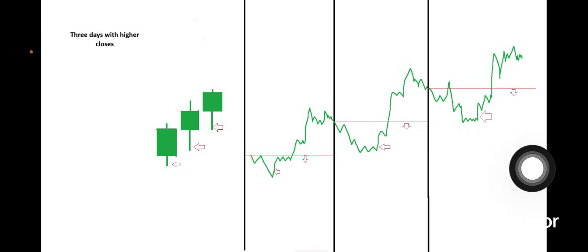All right, it's just simple. The more simple we can create this in our mind, the easier it's going to be for us to execute when we come to the charts. All right.